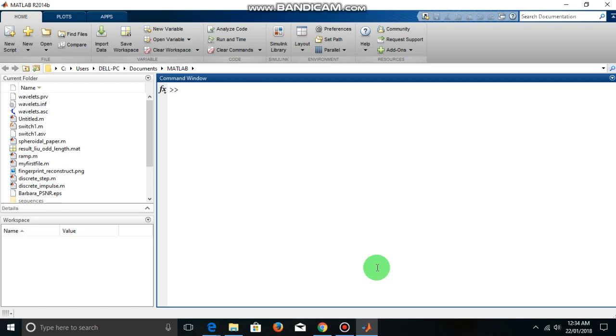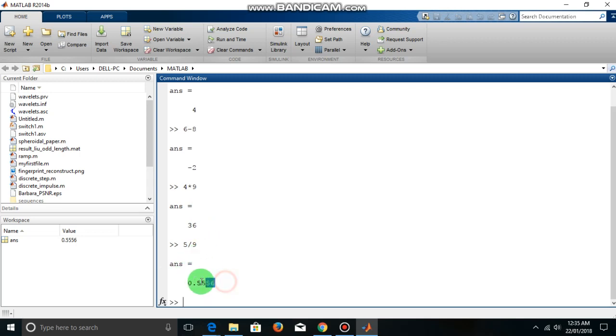Let us see how to do some basic calculations on MATLAB. So this is MATLAB's command window and we can use MATLAB as a calculator to perform some quick calculations. Say you want to calculate 2 plus 2 or say 6 minus 8. To calculate the multiplication, say 4 into 9, we have to use this asterisk sign for multiplication. And for division we have to use this forward slash.